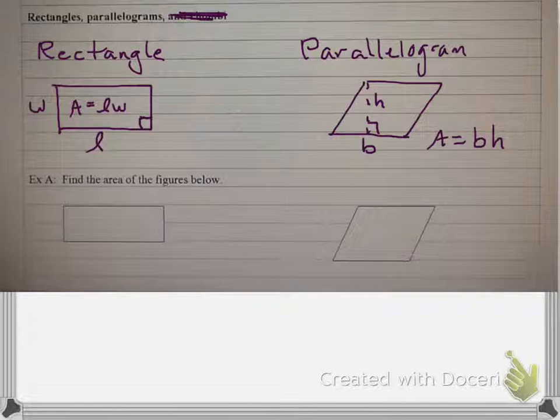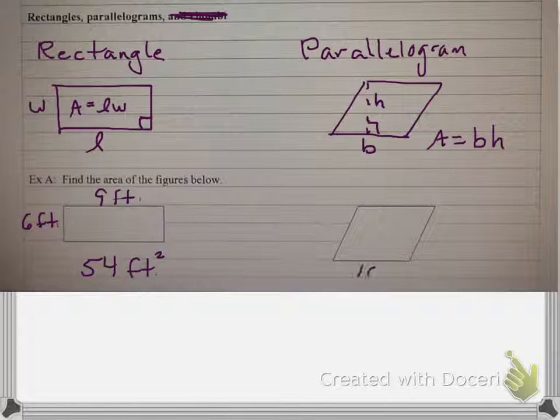So for our shapes down at the bottom, for example A, if we say this side is 6 feet and this is 9 feet, the area would be 6 times 9, which would be 54 feet squared. Then for a parallelogram, if we say that this is 10 centimeters and our height is 5 centimeters, you would do 5 times 10, which is 50 centimeters squared. Okay? And if you need to write that out, that's fine. Sorry, I got lazy there.